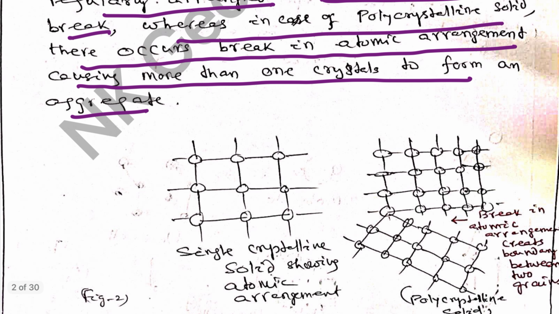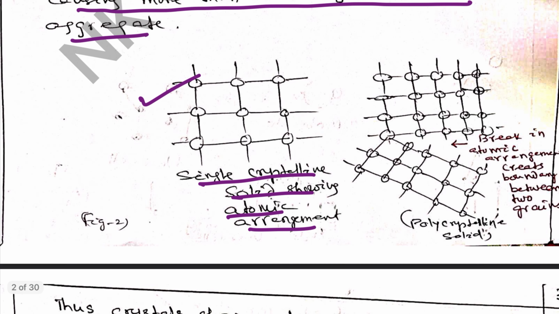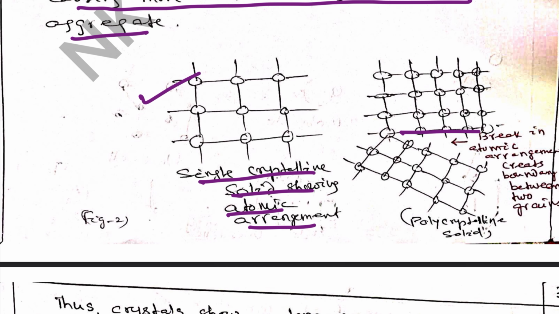So this diagram shows a single crystalline solid showing atomic arrangement, and there is no break in atomic arrangement. But here, in case of polycrystalline solid, there is a break in atomic arrangement. Here there is a break. So crystals grow in this direction and in this direction. So they produce polycrystalline solid with breakage, with dislocation in their atomic arrangement.